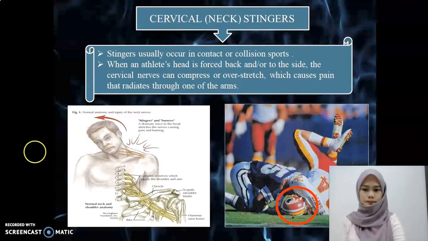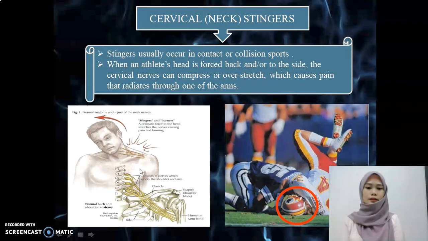As we can see in this picture, this is the mechanism of injury for cervical neck stingers. The common sport related to cervical neck stinger injuries is rugby.